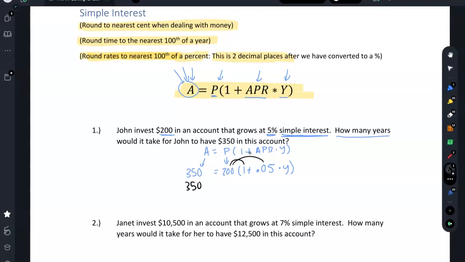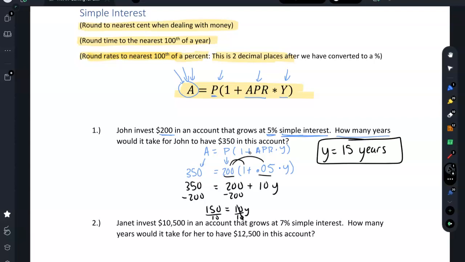All right, but what I would do is I would distribute the 200. So that gives me 350 equals 200, 200 times 0.05, feel free to go to your calculator to do that, but that gives you 10y. And now in my effort to get the 10y by itself, I would subtract 200 from each side. That gives me 150 equals 10y. And last step, I would divide by 10, and that would give me y is equal to 15, and that was going to be years. So that was a nice whole number. John would need to invest $200 for 15 years if it's only growing at 5% simple interest just to have $350.